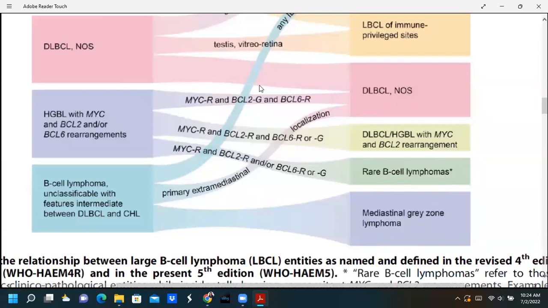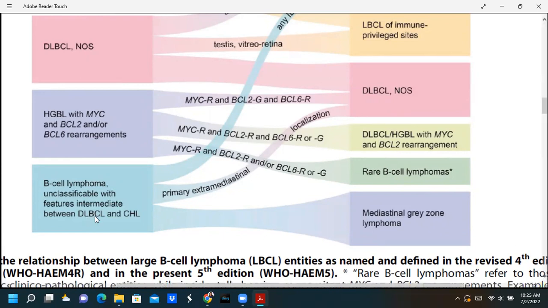All right, so that is clear, what we were reading is clear. If it is MYC and BCL2 rearranged, regardless of whether BCL6 is rearranged or germline, it will be this category, MYC and BCL2. If there is no BCL2 rearrangement, and there is BCL6 rearrangement and MYC, then it is DLBCL NOS. And then the rare B-cell subtypes can have BCL2 and MYC, but they will still be categorized as rare B-cell subtypes. Now coming to B-cell lymphoma, unclassifiable, that was the mediastinal gray zone.